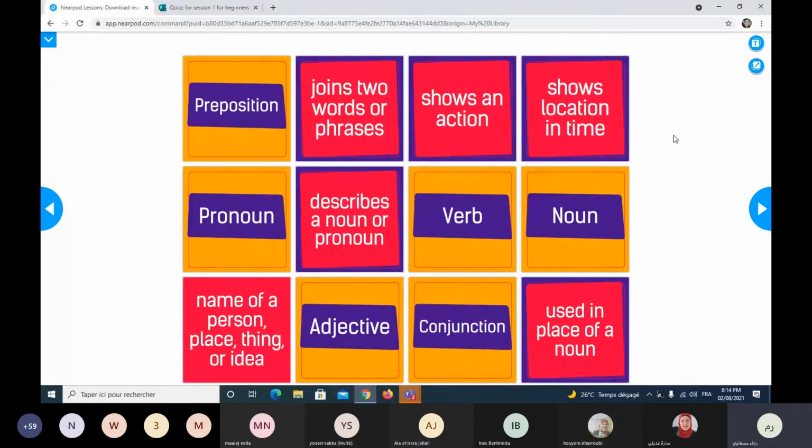I will help you, for example, with number 1, preposition. What is a preposition? Okay. It is a word which shows location in time. Okay, I already have some answers from Aya, Mabruka, Buthaina, Haifa. Okay, good. So, let's check the answers.